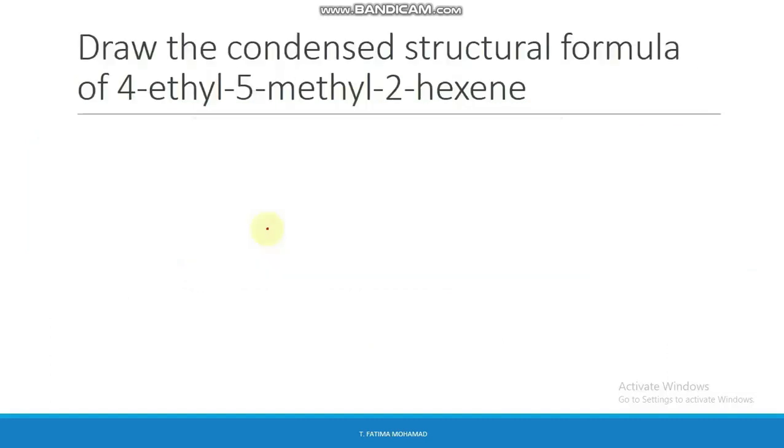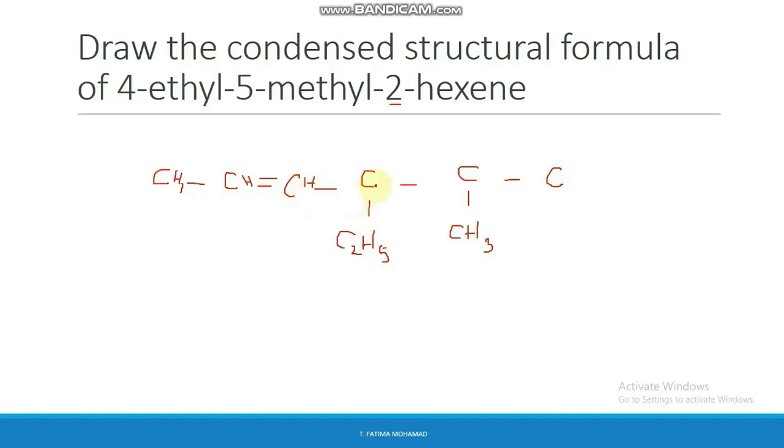Okay, so let's draw the condensed structural formula of 4-ethyl-5-methyl-2-hexene. Hexene, so carbon C6. The double bond is on carbon number 2, so it is between 2 and 3. 1, 2, 3, so it's here. On number 5 we have methyl, so 1, 2, 3, 4, 5, so here methyl CH3. And on number 4 we have ethyl, which is C2H5. Now we complete by writing the H's. Here it needs 3, here it needs 1, here 2, it needs 1, here 1.